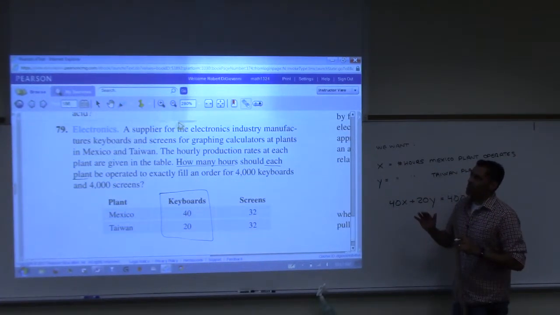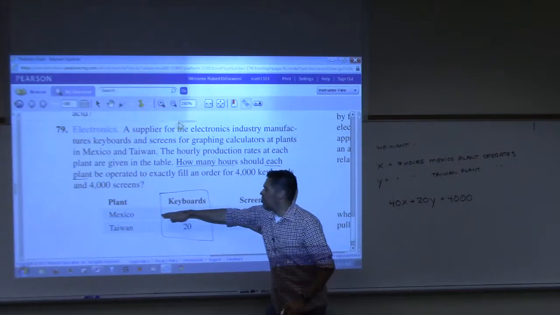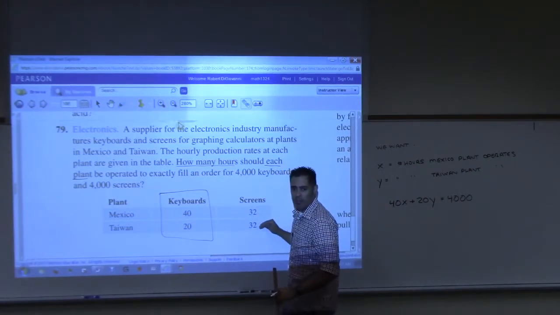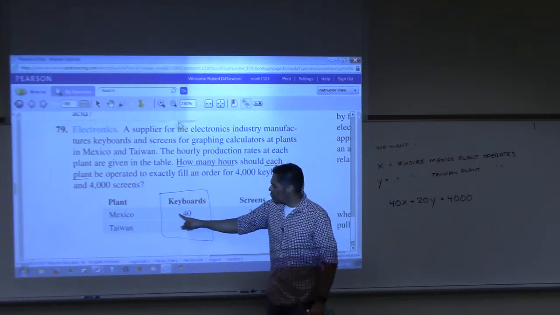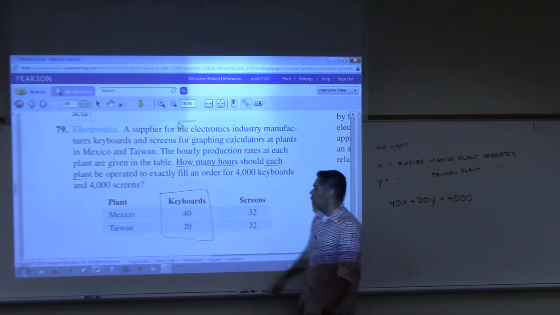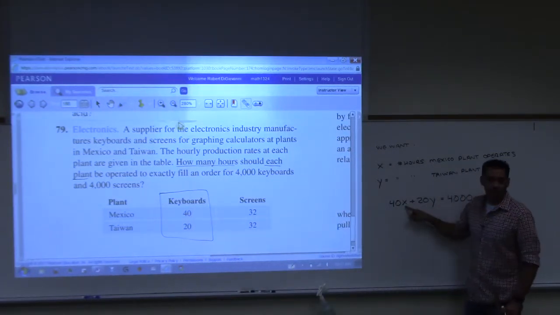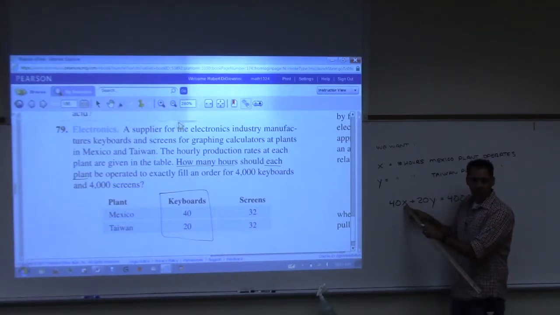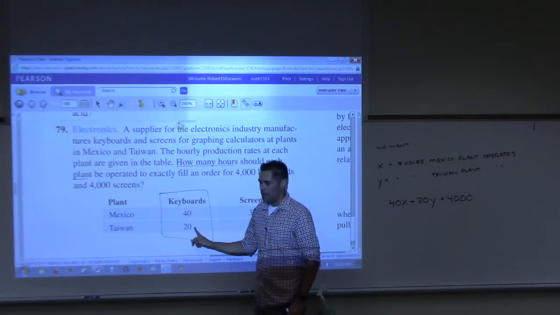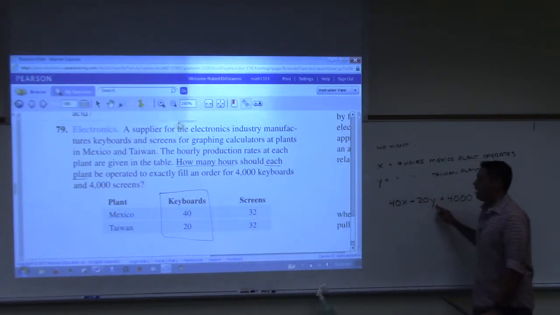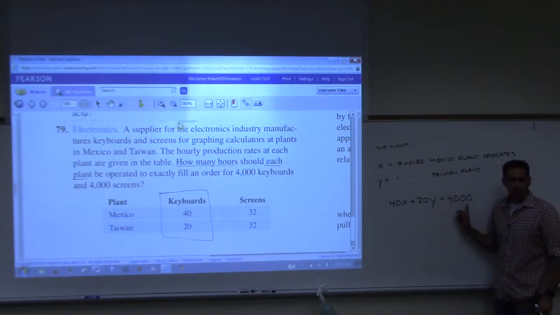The thing that you have to understand is that you're not going to be looking at just the Mexico plant and then just the Taiwan plant. What you're really looking at are keyboards and screens. If the Mexico plant can make 40 screens per hour, then they can make 40 times X screens, can't they? X is the number of hours. So in 1 hour they'll make 40, 2 hours they'll make 80, 3 hours they'll make 120. But we want that added together with the number of keyboards the Taiwan plant can make, which will be 20y, to be equal to 4,000. Does that look okay to you?